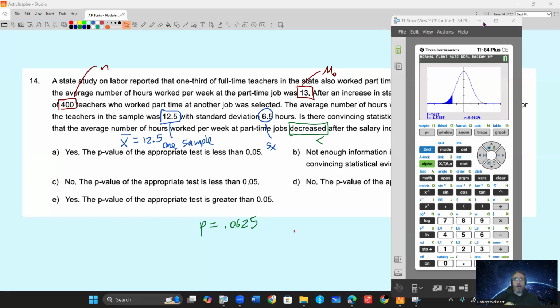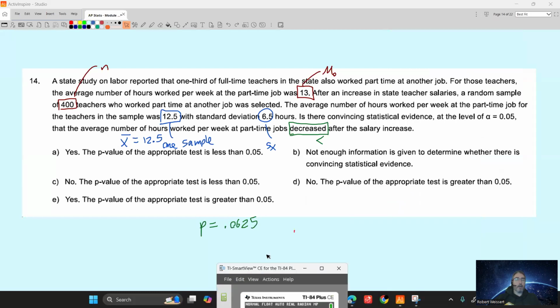So we know that we have a p-value of 6%, and that's going to be higher than 5%. So we're going to fail to reject. And we do not have convincing evidence in this case. So, no, we don't have convincing evidence. It's going to be a no. Cross out the yeses. The p-value is not less than 0.05. So the p-value is greater than 0.05. So we don't have convincing evidence. Not convincing evidence. We fail to reject.